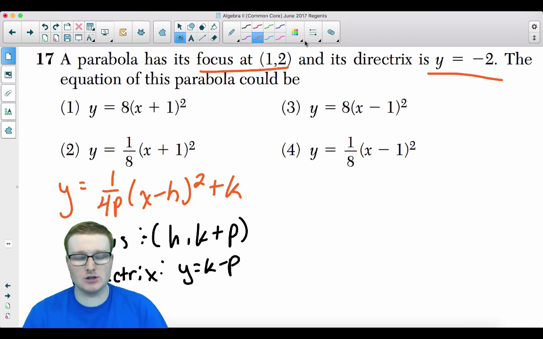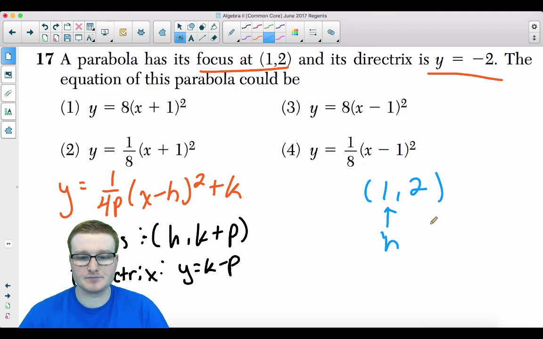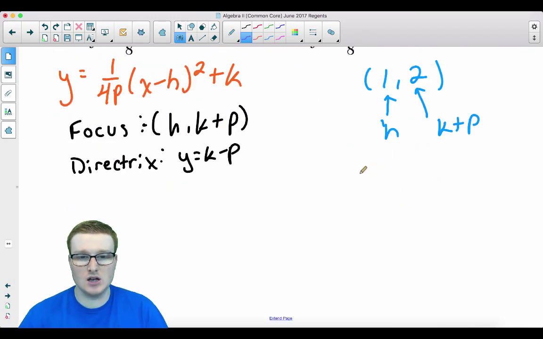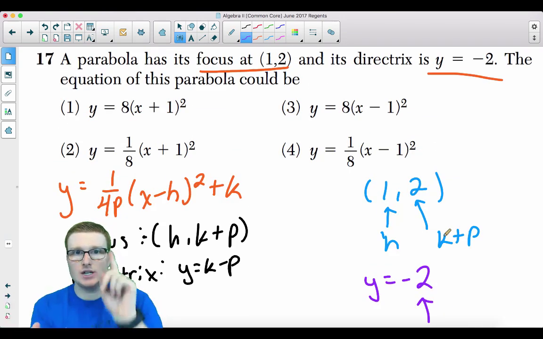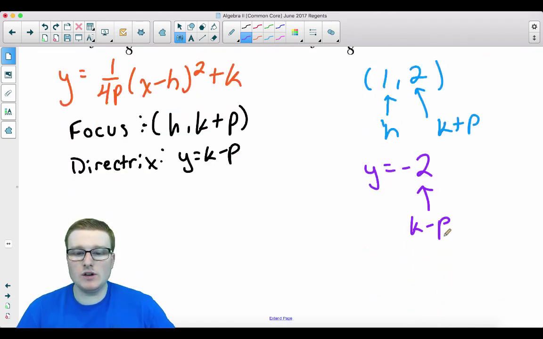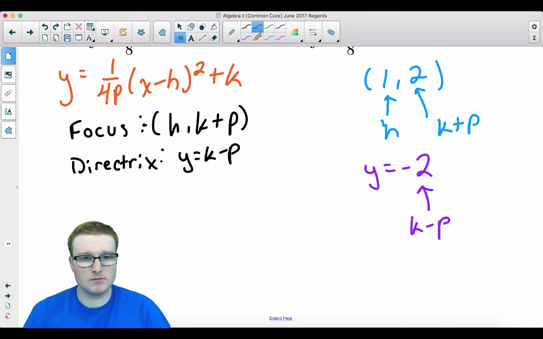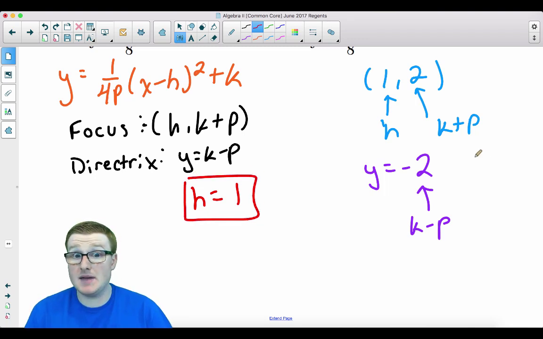So we have our focus. It's (1, 2). So if our focus is (1, 2), that 1 is your h value. That 2 is your k plus p value. And the directrix we know is y equals negative 2, so that negative 2 has to be k minus p. Your goal is to find h, k, and p. Well, we already found h. h is 1, right? Now we need to find k and p.